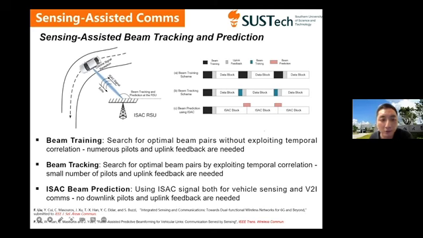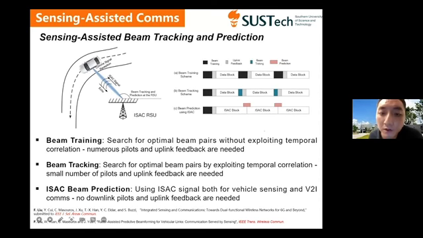And then when the vehicle receives these pilots, it will feed back the best beam to the RSU, and then the RSU will transmit the data on this beam. So this is a beam training protocol. And at each data block, we need this beam training first, and feedback, and beam training and feedback.